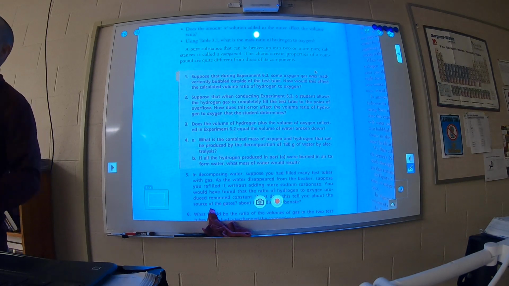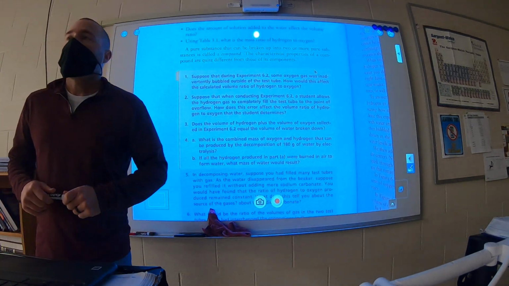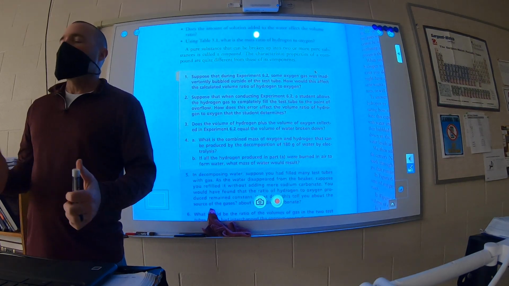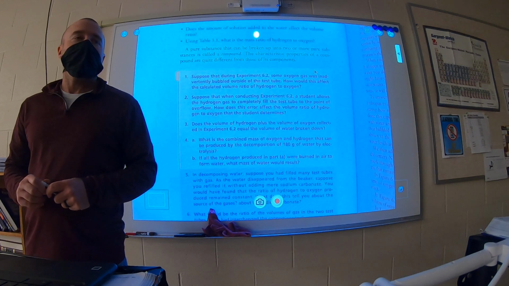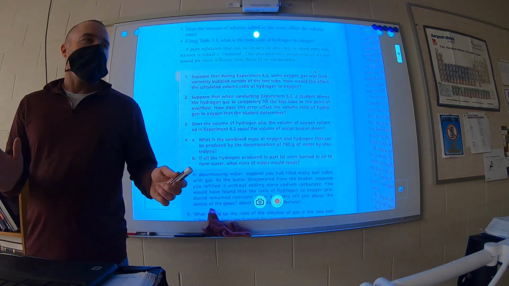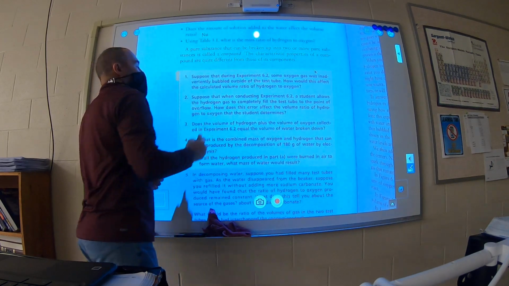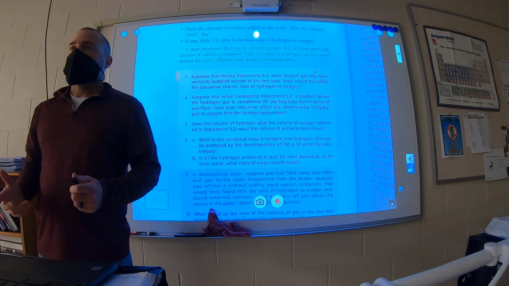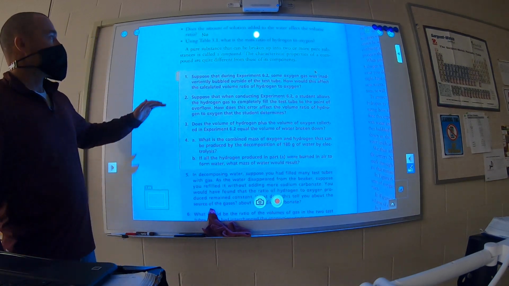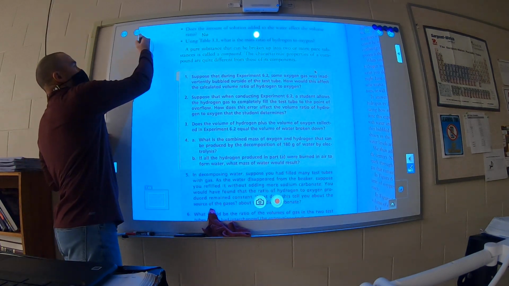Number one, it says, does the amount of solution added to the water affect the volume ratio? Well, water is H2O always. It doesn't change with any of the solution we use, so this is no. It doesn't change the ratio. It asks you in the reading to find the volume ratio. The paragraph right before this one tells you to find the volume ratio. So here's how you do it.